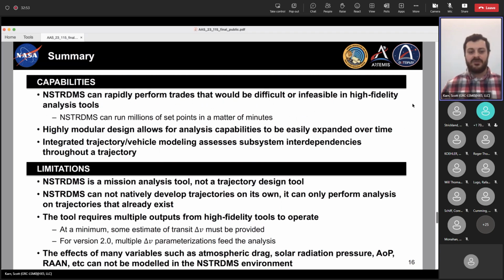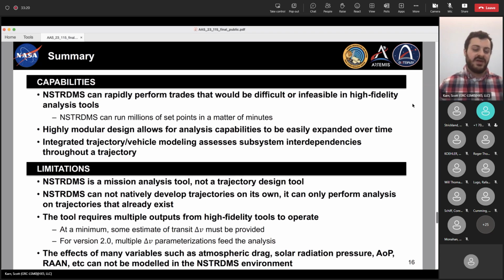To quickly wrap up, NSTRDMS is a rapid analysis tool. It's a low fidelity trade analysis tool that is designed to run trade cases that are just infeasible in things like Copernicus. We've expanded the tool quite a bit over time, and we are regularly validating our results against our high fidelity tools.